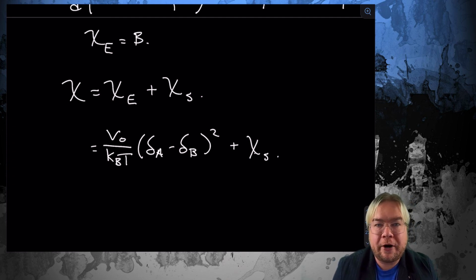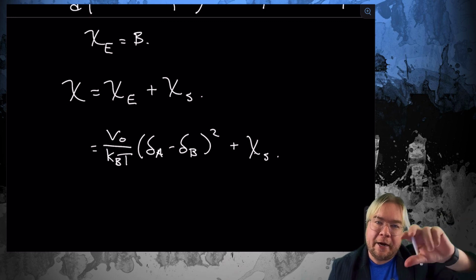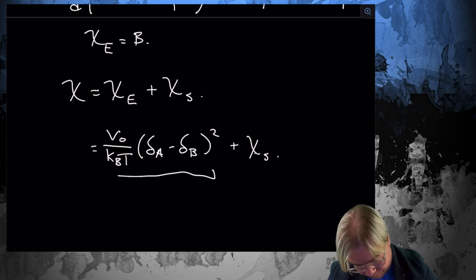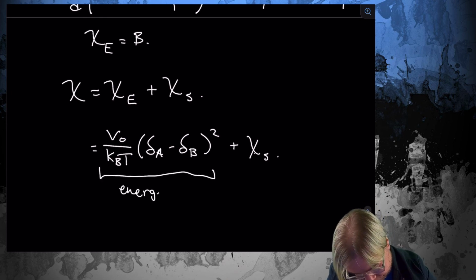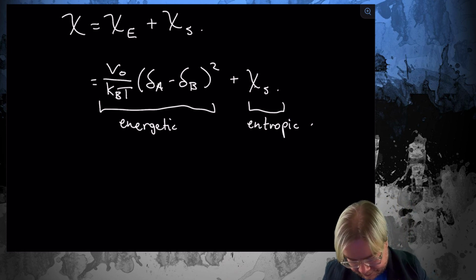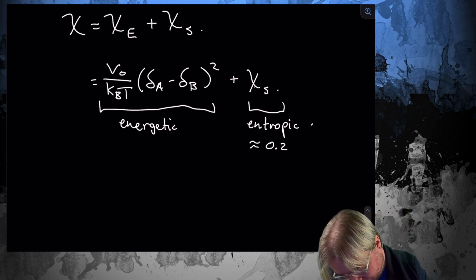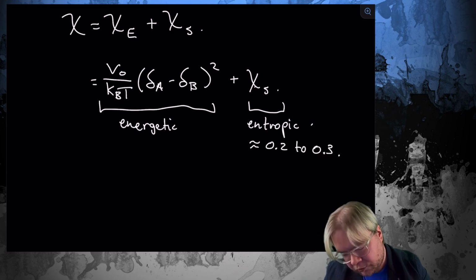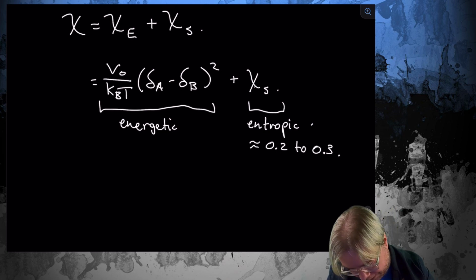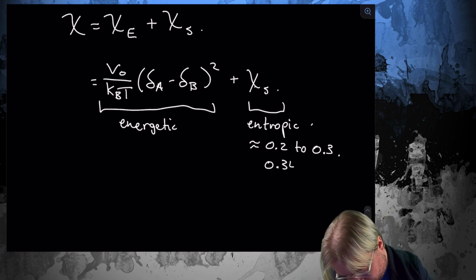Because where do those solubility parameters come from? They come from measuring the difference in the energy of the particle being in its condensed state with all of its friends and being out in space all by itself with no friends. So it makes sense then that this would be purely energetic and that we're missing an entropic component. That entropic component is typically about 0.2 to 0.3. So a common expression that we have and a common value for chi-s is 0.34.